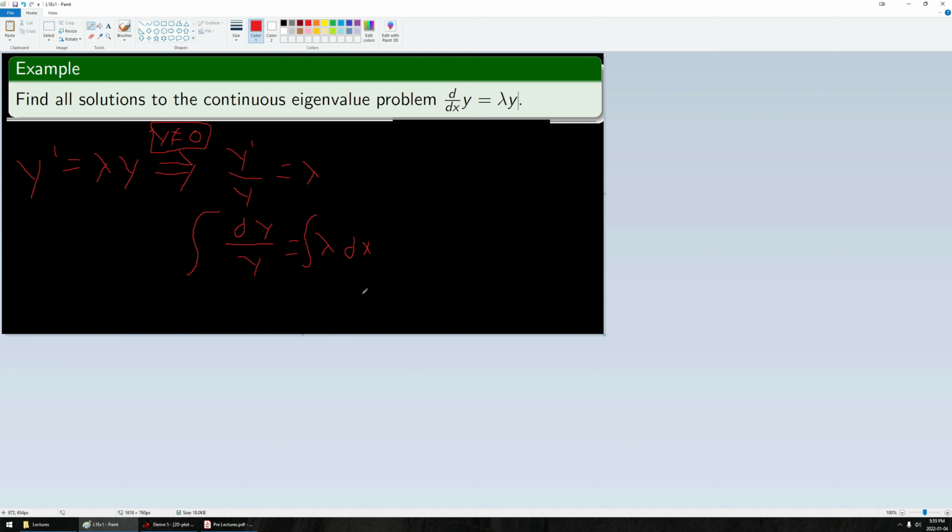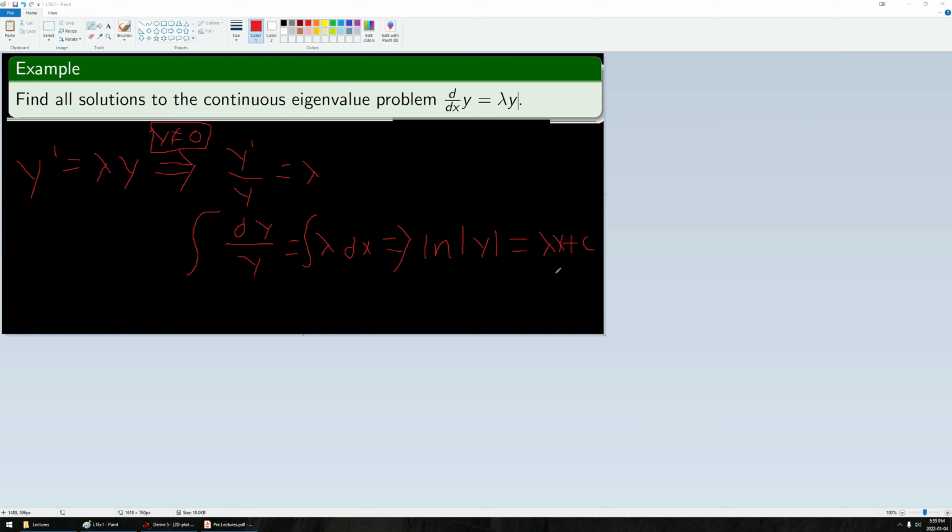So on this side, if I integrate this, what would I get? Well, dy over y, that integral is simply going to be ln of y, right? And again, I want the absolute value of y, and I'm assuming y is non-zero, so nothing bad happens here. And this would simply be equal to lambda x plus c.